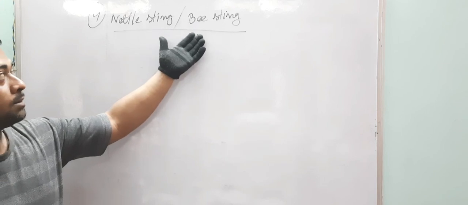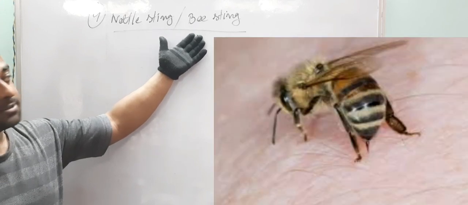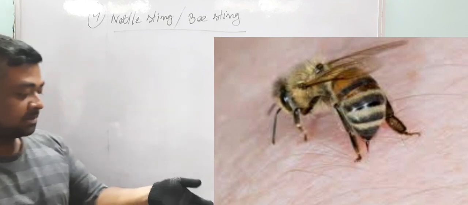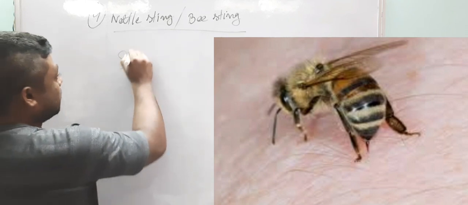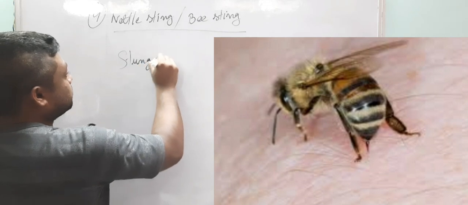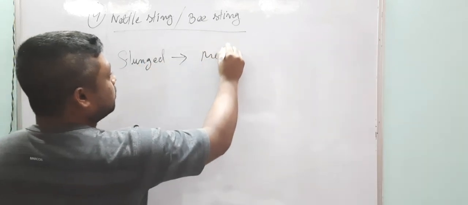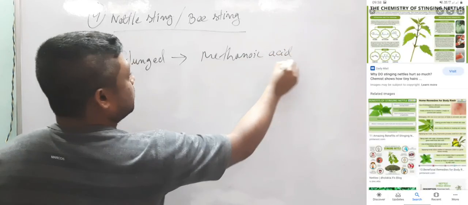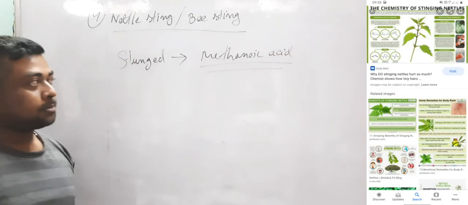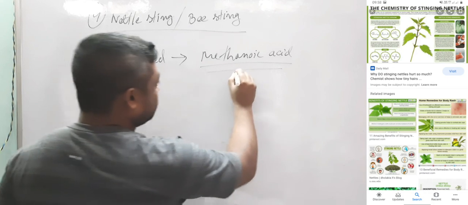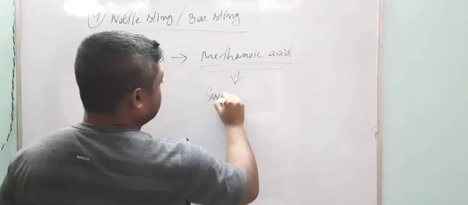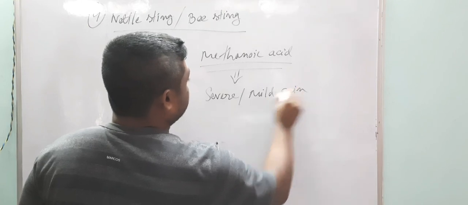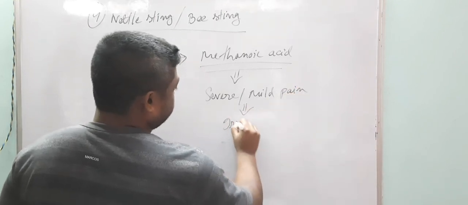Next, bee you have seen. The bee depends on the type of species. So these particular stings are fine hair-like structures which can be stung onto our body. When they are stung onto our body, they release methanoic acid. And due to the release of this methanoic acid, we experience a severe or mild pain, which will be followed by irritation.